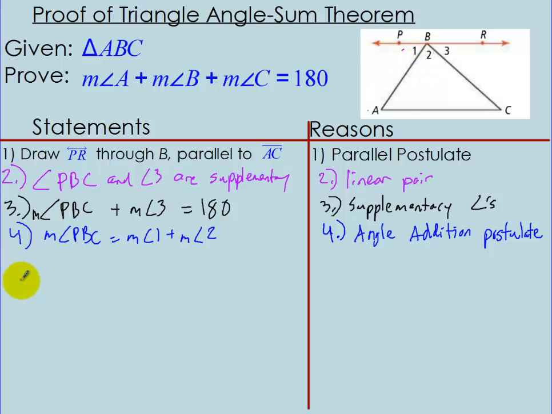Okay? Next step. If I know all that, I can say the measure of angle 1 plus measure of angle 2 plus measure of angle 3 has to equal 180. How do I know this? It's substitution. I'm taking the measure of angle 1 plus angle 2 and substituting it for PBC. So this is substitution.